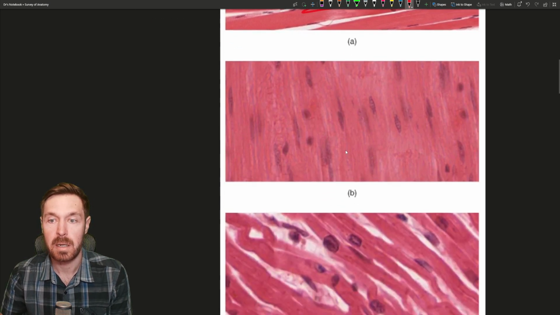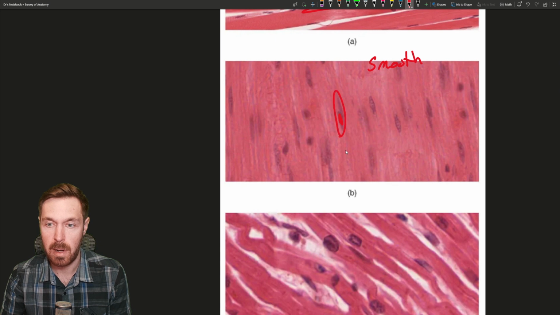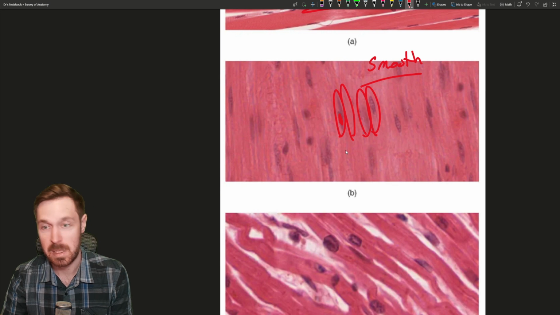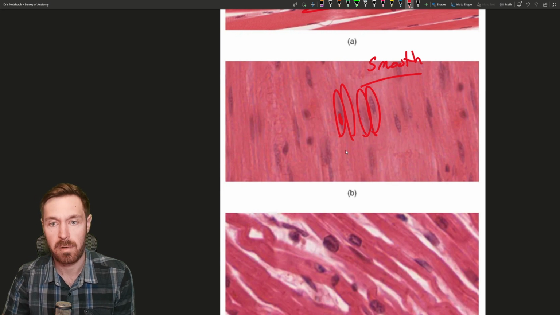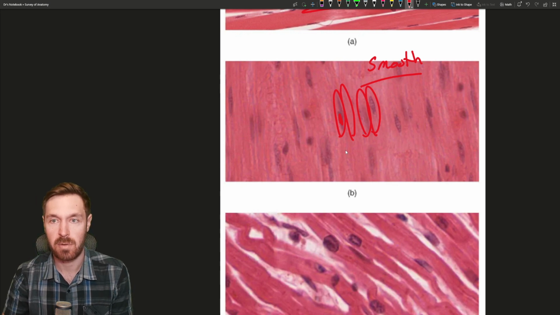And then here is smooth muscle. So here we have an example of smooth muscle. You can see the nuclei right here, and they are sheets of cells that line up. And within smooth muscle, there are no striations. Now, they do have actin and myosin filaments. However, they overlay in a slightly different manner, and they have a different ratio, so they do not have striations.